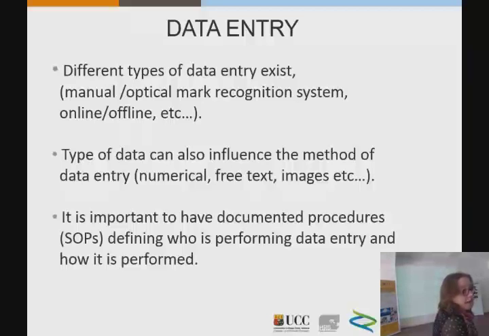So different types of data entry exist. We can do optical mark recognition systems. There's lots of stuff like that. You can do the manual data entry. You can remove free text. Obviously, for analysis, free text isn't the best thing to have in place. So can we put in coding systems? Can we put in dictionaries? Can we put in just check boxes?